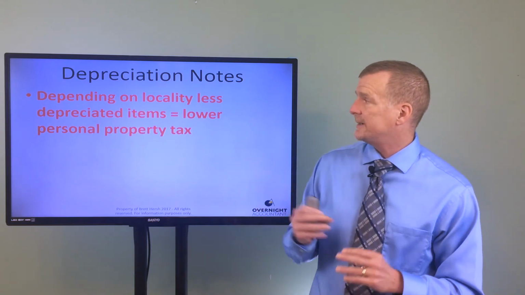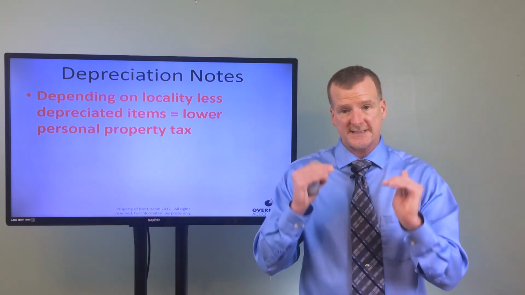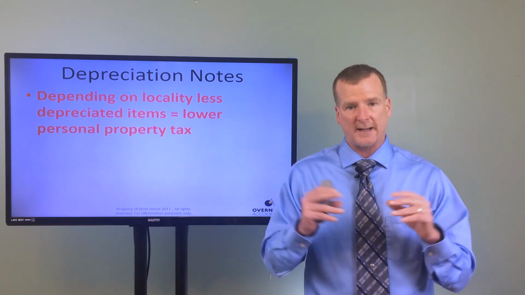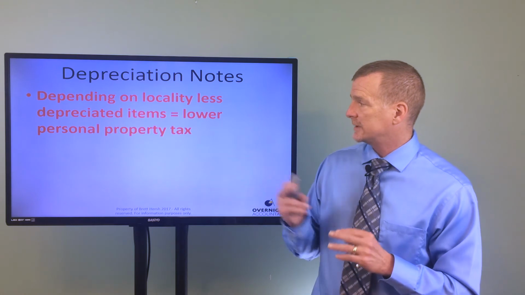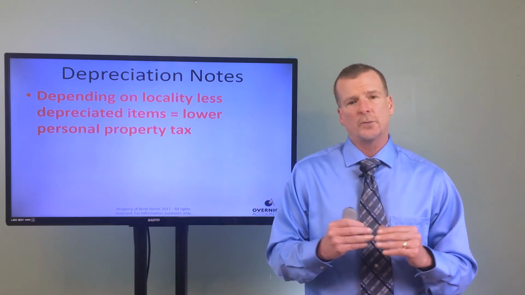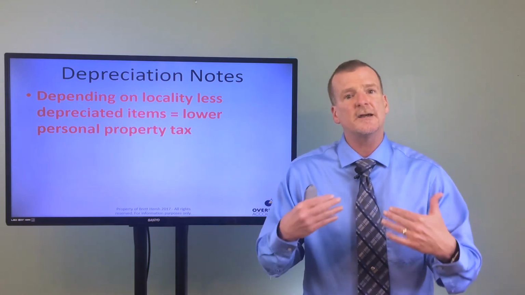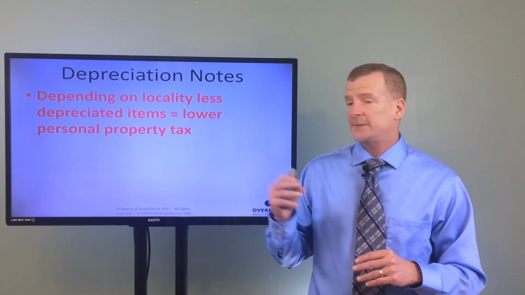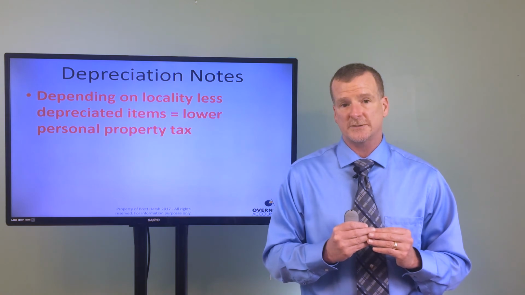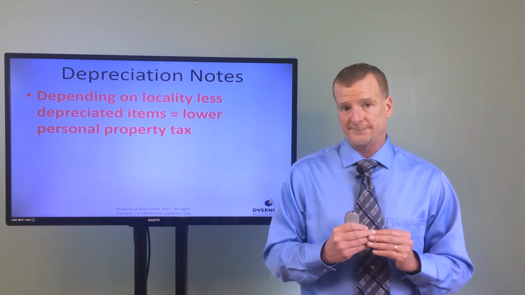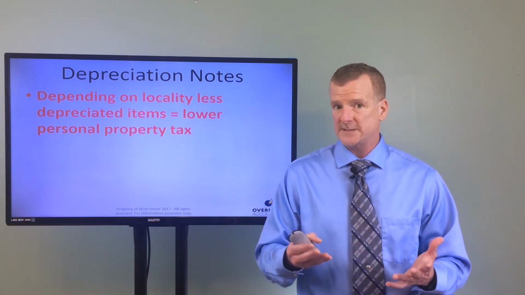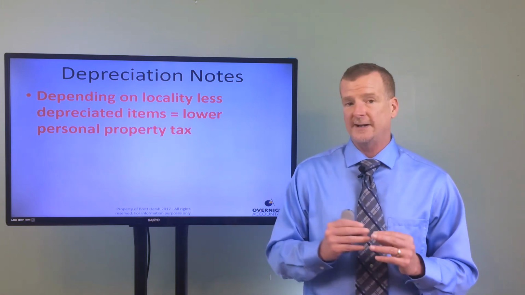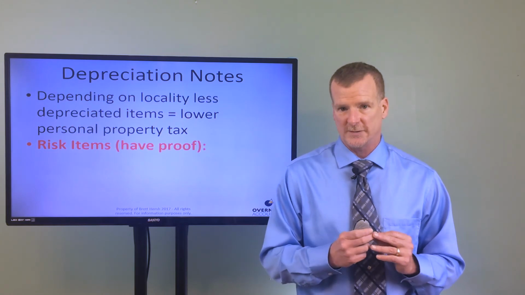Now, a good thing is, depending on your locality and how your property is taxed, the fewer items that you depreciate, the fewer items you capitalize, the fewer items are going to be subject to your personal property tax. So we want to write off as many assets as we can, if and when we can. 179 and bonus might not get you out of that, but if you can expense an item as opposed to capitalizing it, and oftentimes for your personal property taxes for business, I know in our area you have to send in a depreciation schedule. If it doesn't show up on there, you're going to save yourself from taxes most likely.